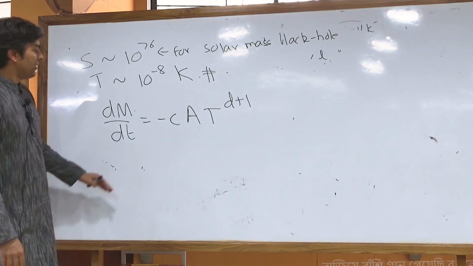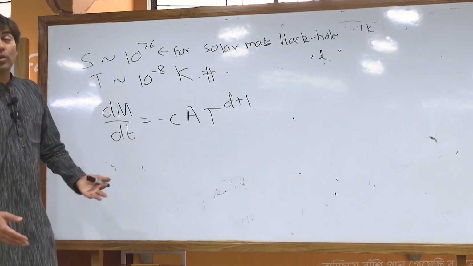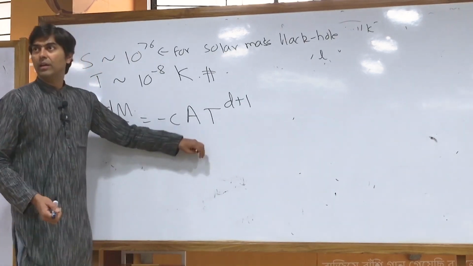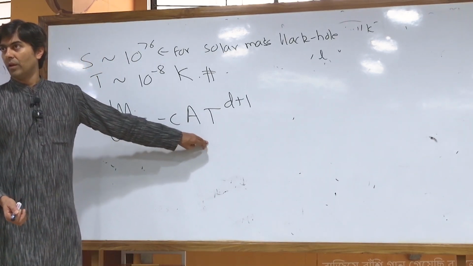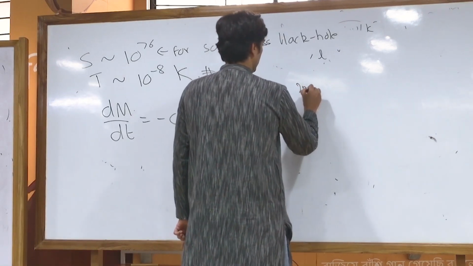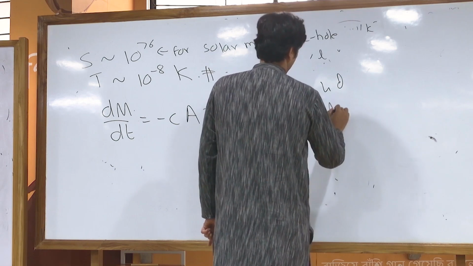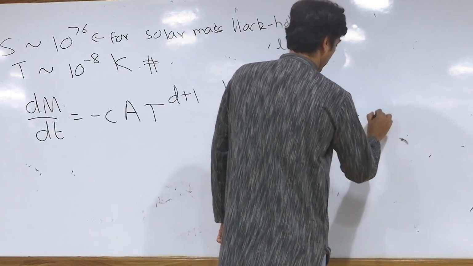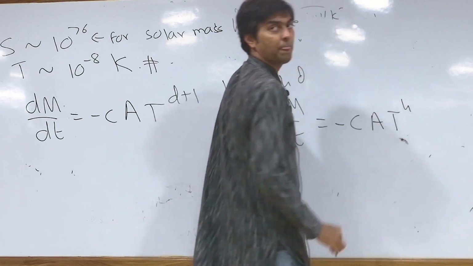And that tells you that the black hole loses mass at a rate that's given by T to the power D plus 1 times the area. Let me be in 4 dimensions, just so all of you are happy with this. In 4D, dM/dt is equal to minus c times A times T to the 4. Okay.